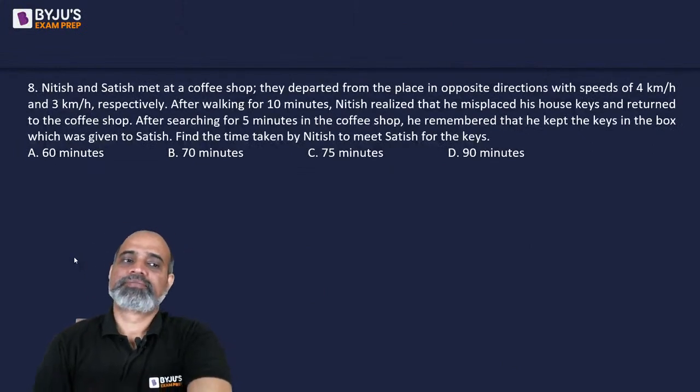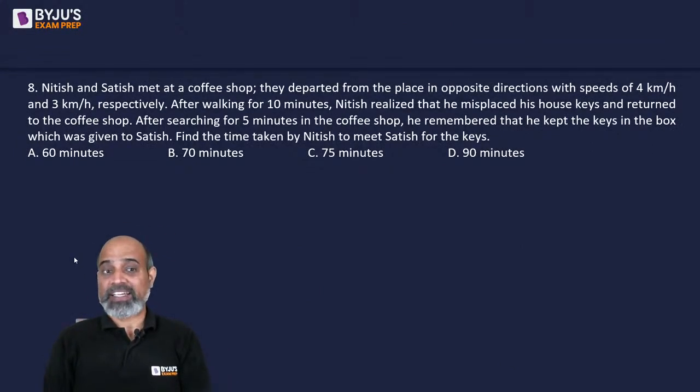Next question. Nitish and Satish met at a coffee shop. They departed from the place in opposite directions with speeds of 4 and 3 respectively. After walking for 10 minutes, Nitish realized that he misplaced his house keys and returns to the coffee shop. After searching for 5 minutes in the coffee shop, he remembered that he kept the keys in the box which was given to Satish. Find the time taken by Nitish to meet Satish for the keys.